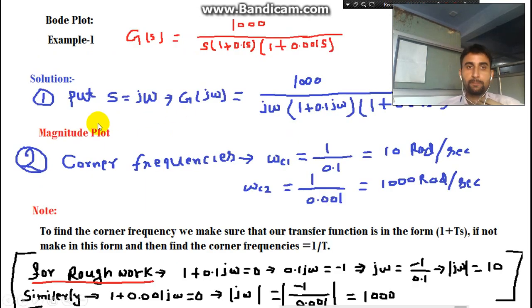So with s equal to j omega, we have put here the corner frequencies. The way to find the corner frequency is omega c1 is equal to 1 divided by the constant term, that means 10 radian per second. Here omega c2 is equal to 1 divided by 0.01, because we have only two corner frequencies. And one important note is that it should always be in the form of 1 plus ts. If it is not, then make it in the form of 1 plus ts, and then find the corner frequency.